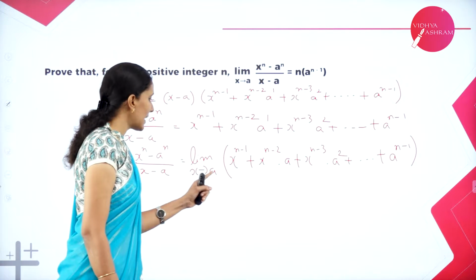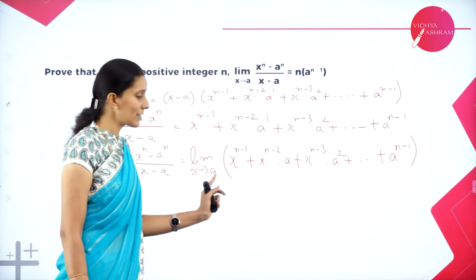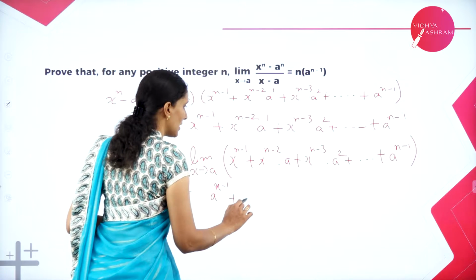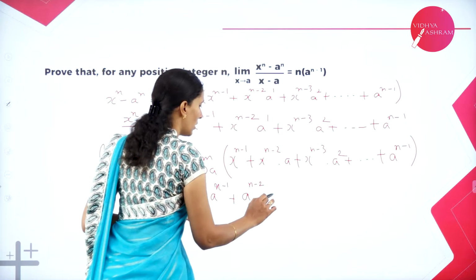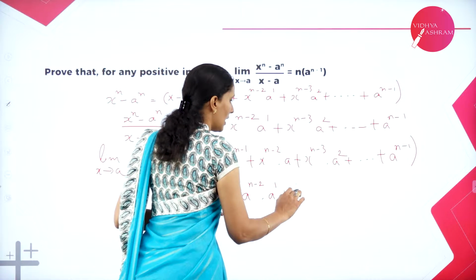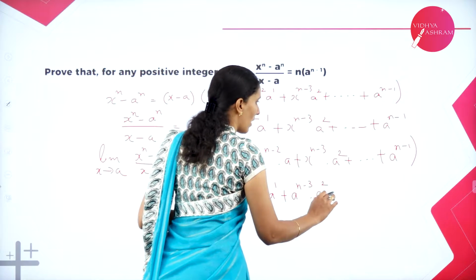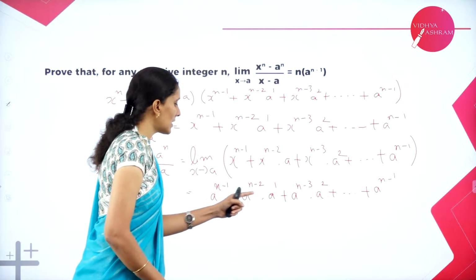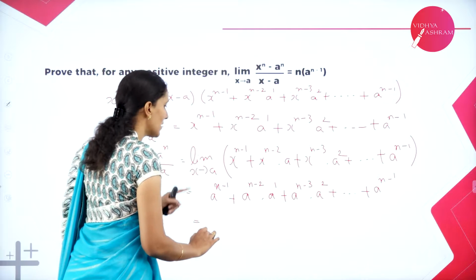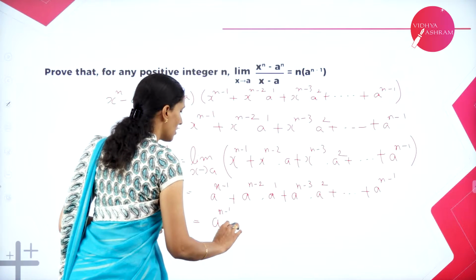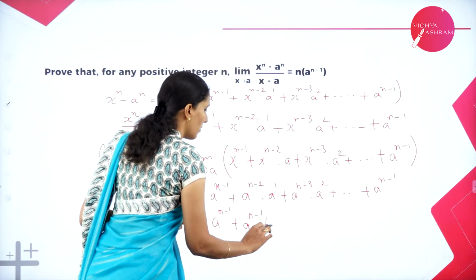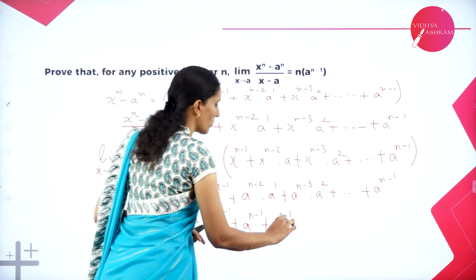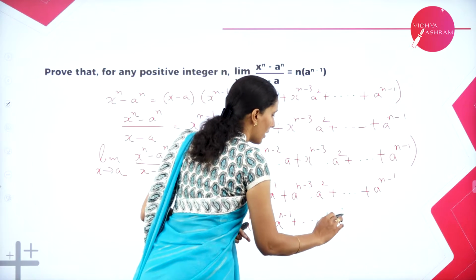Now apply the limit as x tends to a. Wherever the value of x, replace it by a. So it is a power n minus 1 plus a power n minus 2 into a power 1 plus a power n minus 3 into a square plus etc. plus a power n minus 1. So when you have the same base, the powers can be added. So a power n minus 1 plus a power n minus 1 plus a power n minus 1 again. Minus 3 plus 2 is minus 1, plus etc. a power n minus 1.